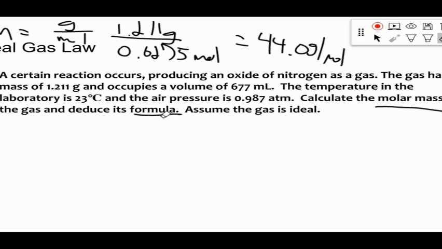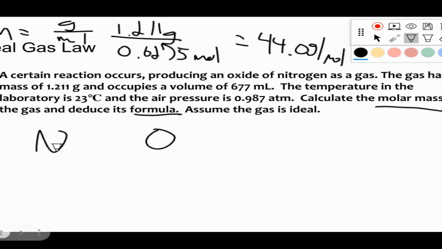Okay, it says deduce its formula. So this is where you have to work out the problem. So we know that it's an oxide of nitrogen. That means that nitrogen is in this compound and oxygen. I'm just going to do the whole numbers to make math faster. So if I have 1 nitrogen and 1 oxygen, then my molar mass is going to be 14 plus 16, and that gives me that the molar mass is 30.